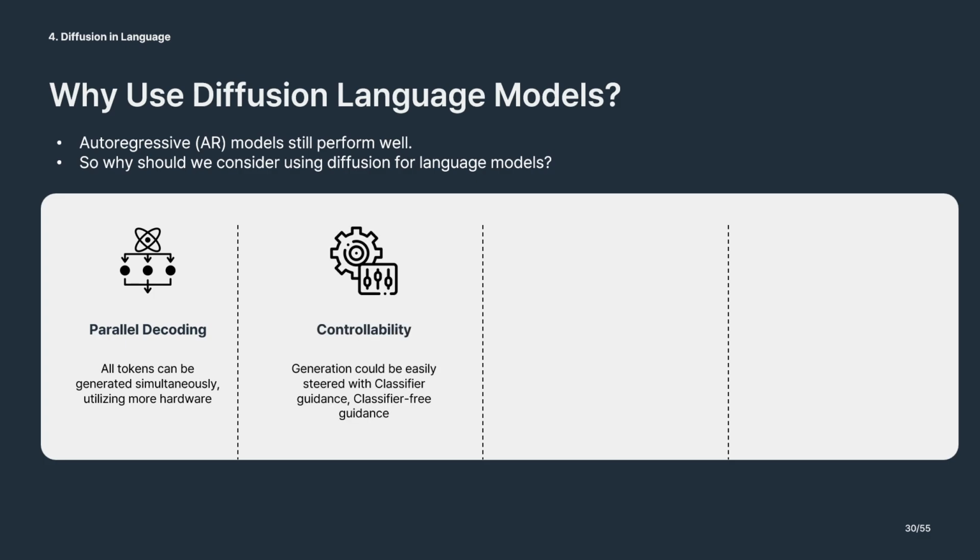Second, they offer better controllability. Thanks to a variety of conditioning and guidance techniques, such as classifier guidance or classifier-free guidance, we can steer the generation more precisely toward desired attributes or goals. Third, diffusion models support iterative refinement. Because they revisit the entire sequence over multiple steps, they can correct earlier mistakes and produce more globally coherent outputs. This is a key advantage over auto-regressive models, which struggle to revise previously generated tokens.